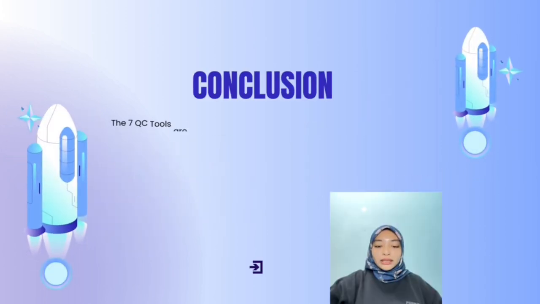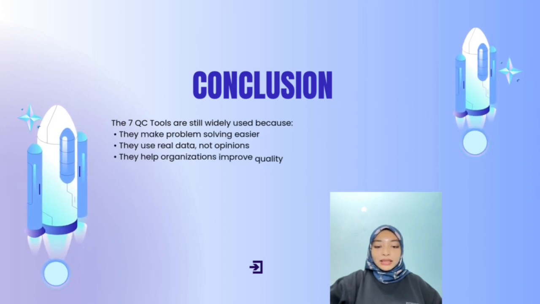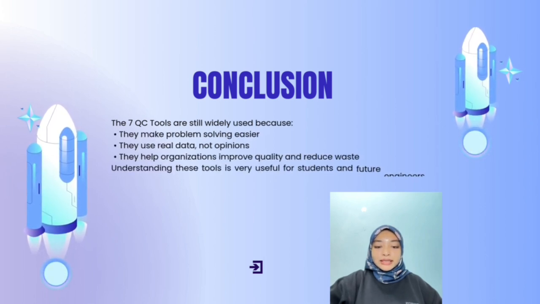To conclude, the 7 QC tools are very widely used today because they make problem solving easier. They rely on real data and they help organizations maintain good quality and reduce waste. These tools are very important for us as engineering and technology students because we will definitely use them in the future industry.